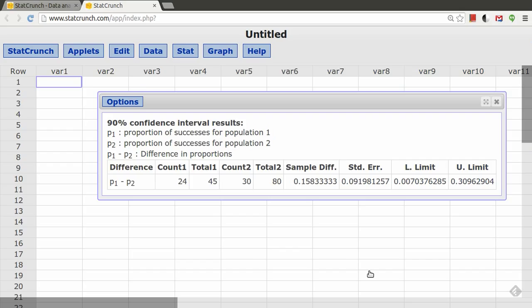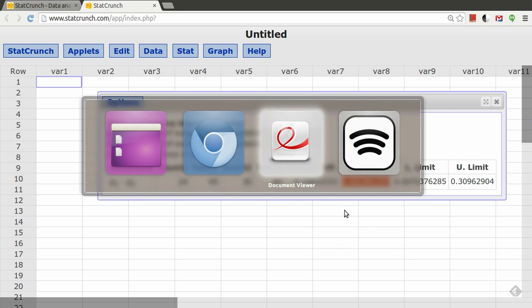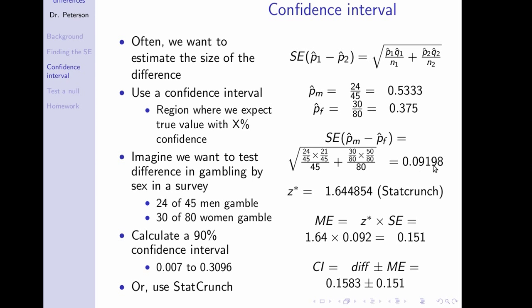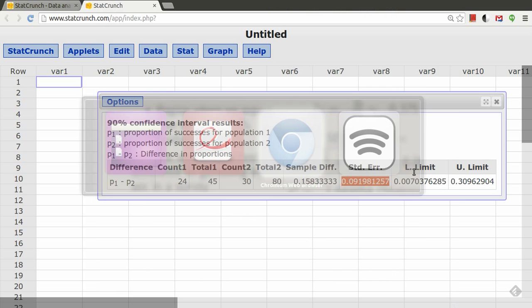Now note that it gives us a lot of information, including the sample difference. So this is how different sample 1 is from sample 2. Here we're showing P1 minus P2. It also shows us our standard error. It's 0.09198. If I go back over, we see that that's the same value we calculated by hand before.